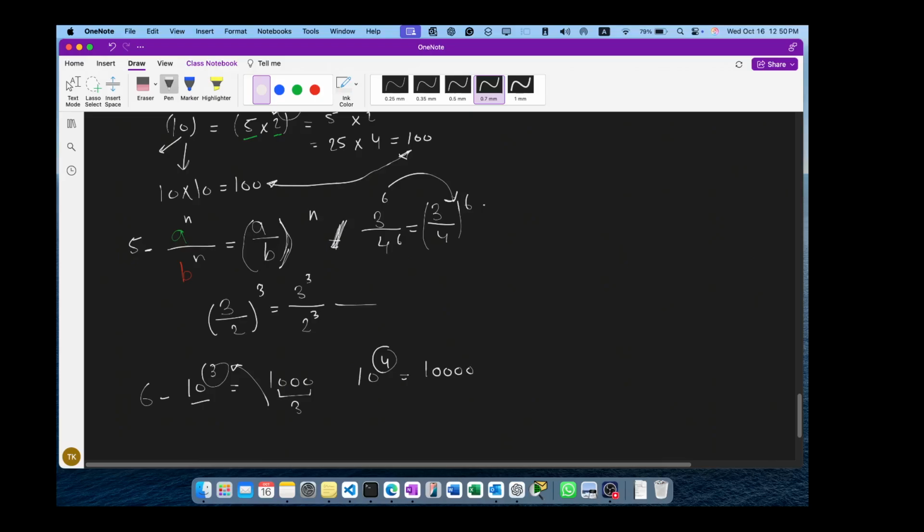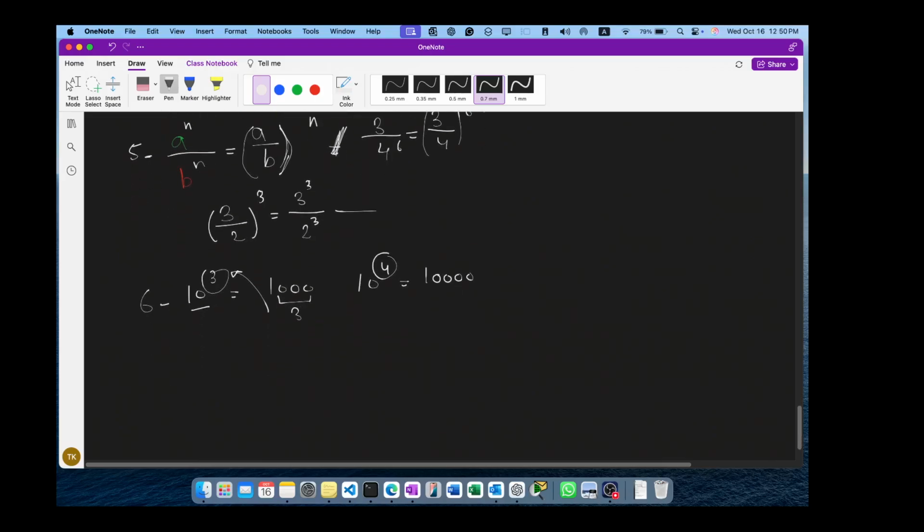Just it. Now, 10 to the power 10 equals 1, and now I have to write 10 zeros. 1, 2, 3, 4, 5, 6, 7, 8, 9, 10. And that's it. Easy, as easy as this.